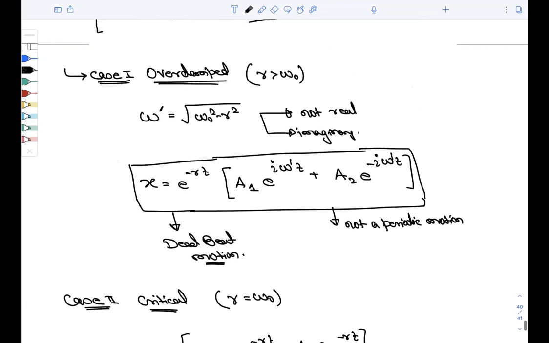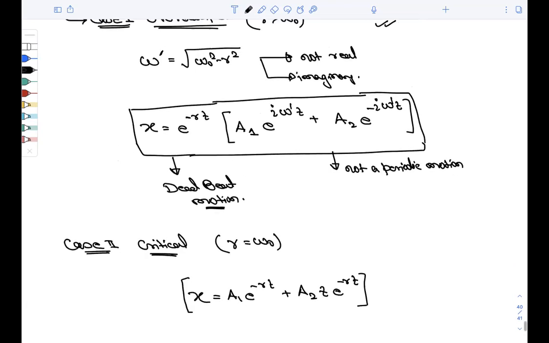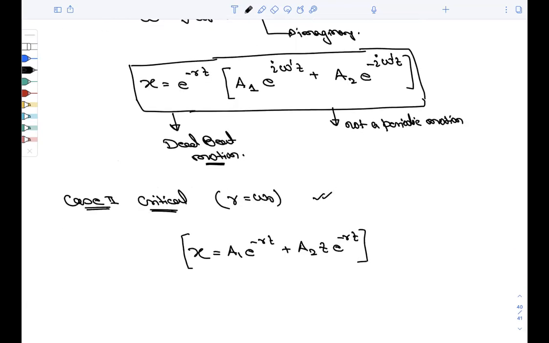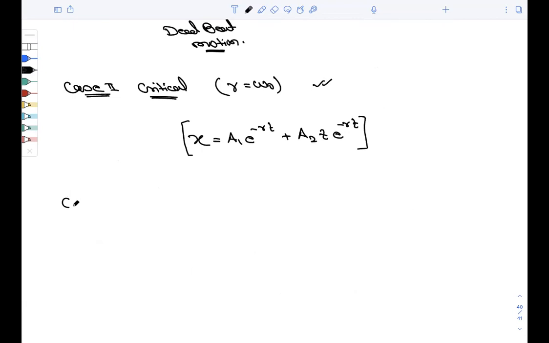You will have to put in the values, and one more line you need to write here, just putting these things in the condition. I'm just writing the final answer. Next one is the underdamped case, and this is the oscillation. This is what we know as damped oscillation.